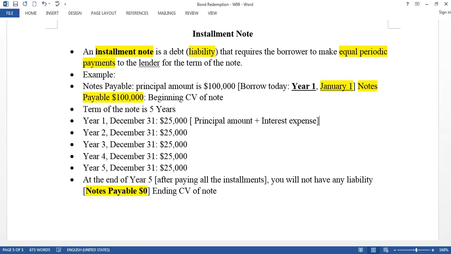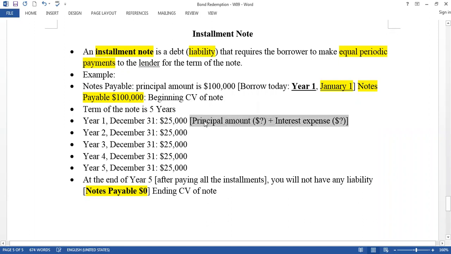Do you understand? So you pay $25,000. This amount includes the principal amount of the note and some part is the interest expense. So the problem is your question does not have this information. Your question does not say how much you paid for the principal amount and how much you paid for the interest expense. These two are not given.